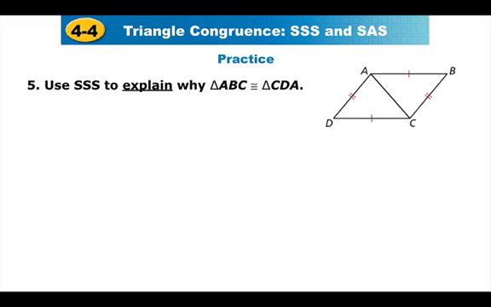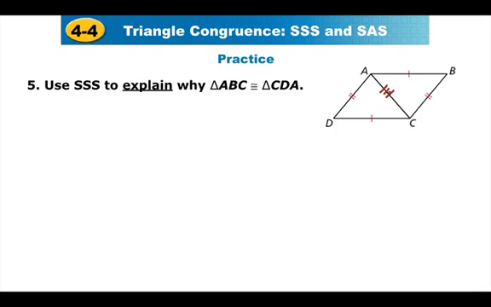So here's number 5. It says use side, side, side to explain why these two triangles are congruent, ABC and CDA. So just by looking at the given information, I know that these two sides are congruent, AD and BC. In the same manner, CD and AB. So I'm going to write that on my given in just a little bit.